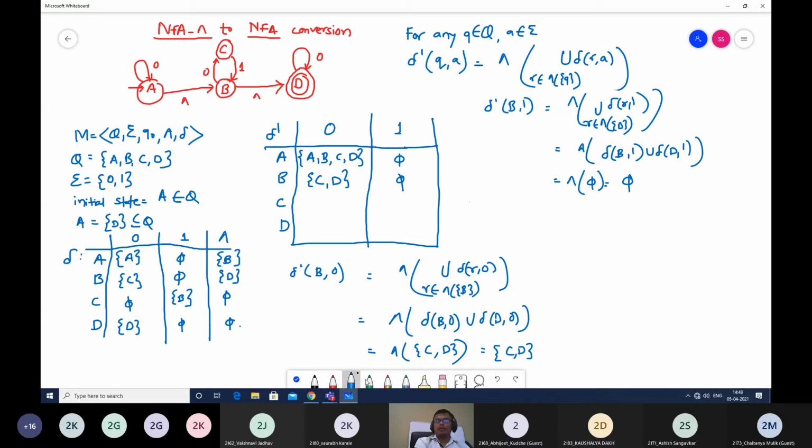Next we will be calculating delta dash of C comma 0. This will be null closure of union of delta of R comma 0, where R belongs to null closure of C. What is null closure of C? Null closure of C is C only. So this will be delta of C comma 0. C comma 0 is phi. So this will be null closure of phi. So this answer will also be phi.